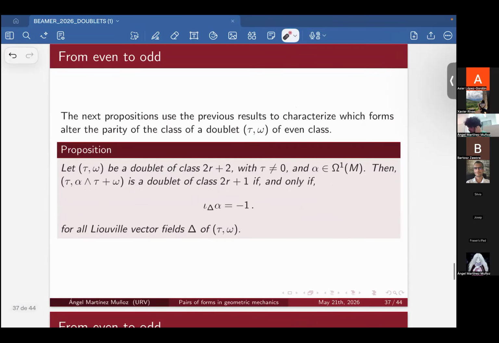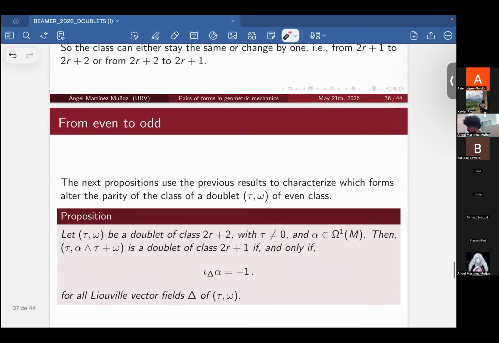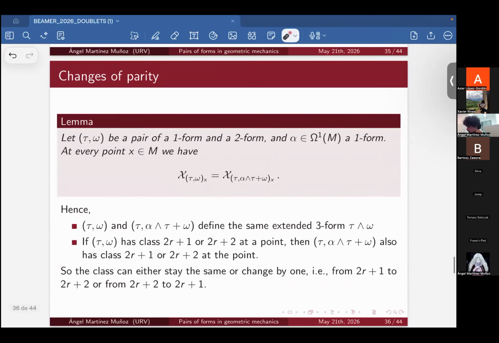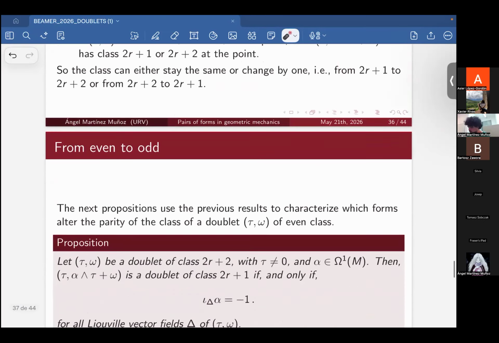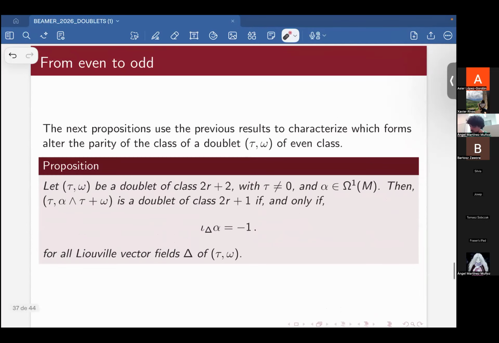Yeah, so I'll try to be quick. There are a few slides left, but just commenting on these changes. So that the class might change, as I said, it might stay the same or it might change by 1. So we wanted to characterize these changes in case you wanted to do one. So the first part would be, okay, I have an even class doublet and I want to go to an odd class doublet with one of these transformations. How can I do it?